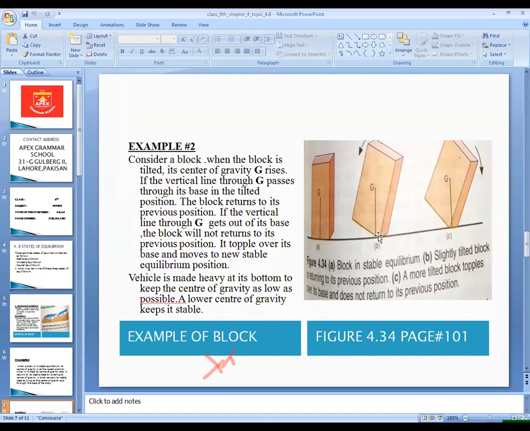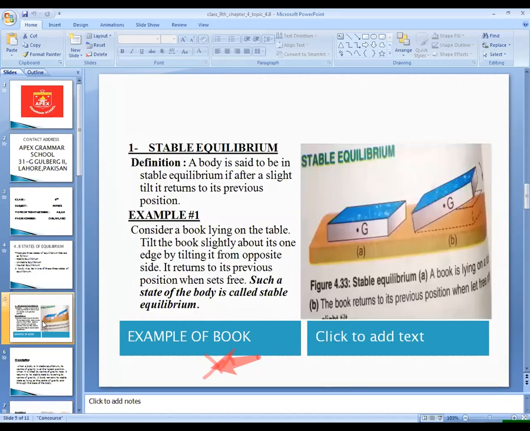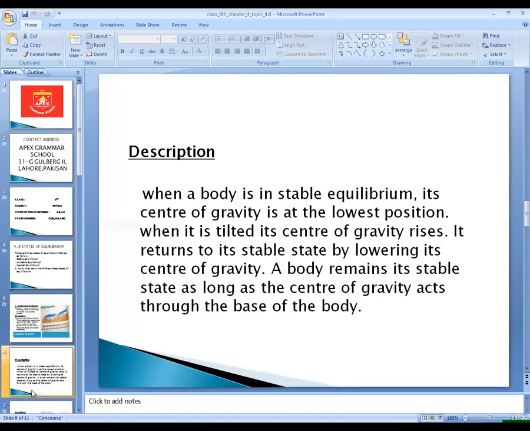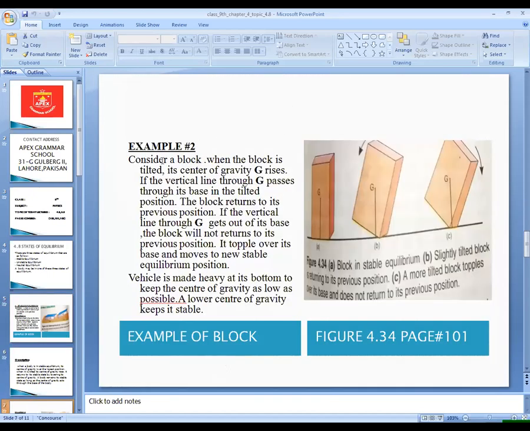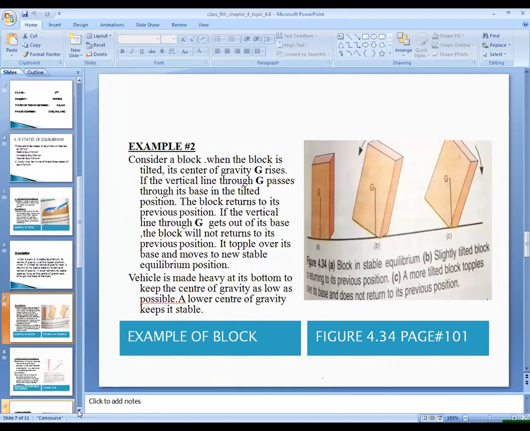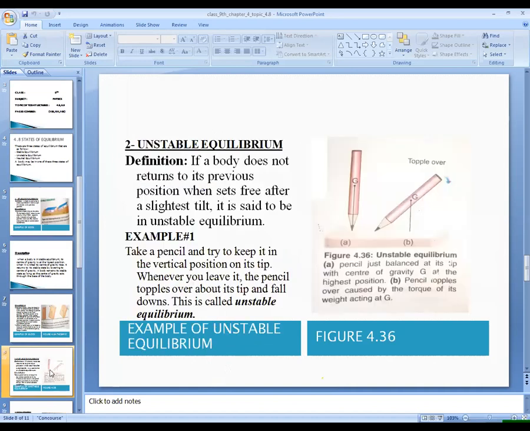But if I release from the earlier position, it will come back to this position again. So I discussed the example of the book, which is stable equilibrium, then the other example of stable equilibrium, which is the block. Now I talk about the second state. I told you there are three states of equilibrium. One is stable equilibrium. Now I'm talking about unstable equilibrium.